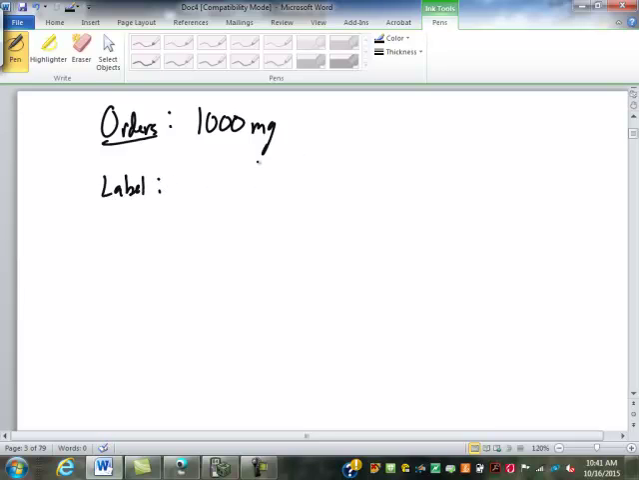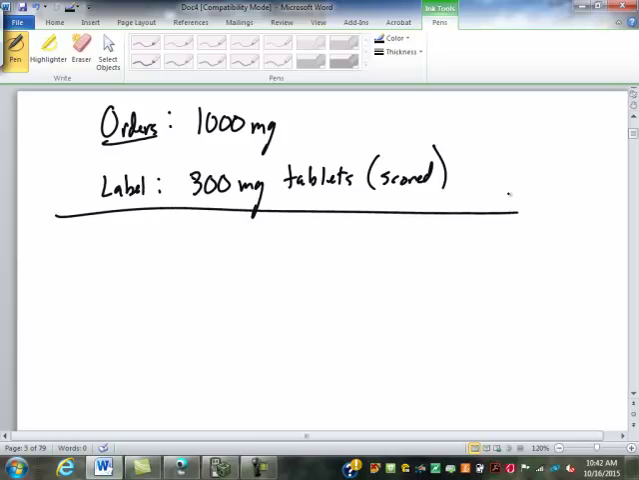So the doctor orders 1,000 milligrams of this medication. The label is 300 milligram tablets. These are scored, so round to the nearest half tablet. Go ahead and in your notes quick, find the dosage that you would administer to the patient.